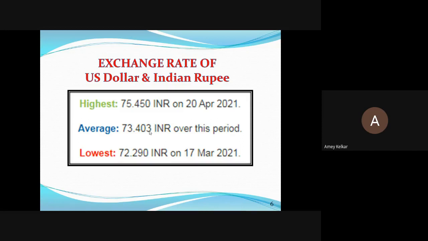Whereas if you would have sent on 17th March, that 1,000 would have only multiplied by 72.290. Or say in between the average was 73. So this is one example wherein you can get the time value of money. If anyone follows the share markets also, you get that exact concept of time value of money.